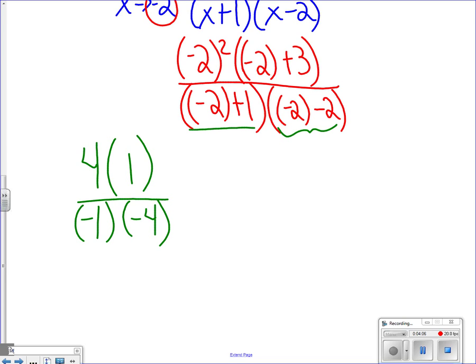So 4 times 1 on top just gives us +4. On the bottom, we end up with -1 times -4. That just gives us +4. So 4 divided by 4 just gives us that limit of 1. So that would be now our correct final solution, or limit. And again, that is problem 3D.